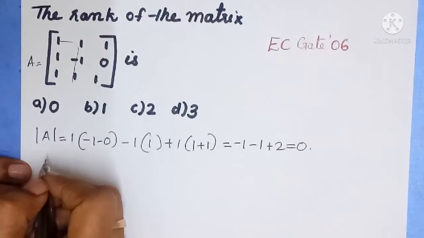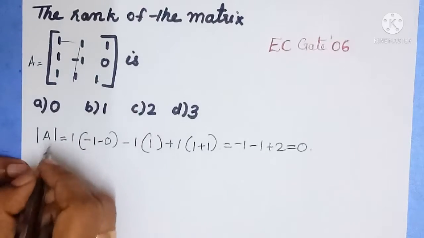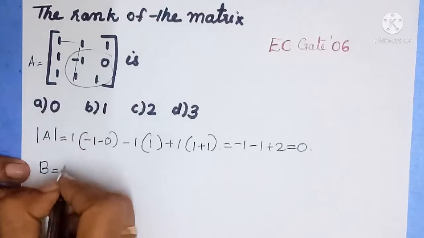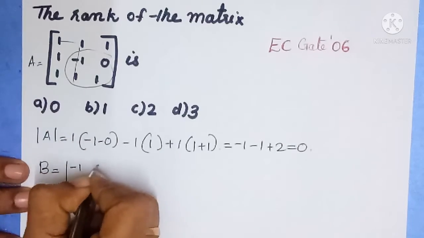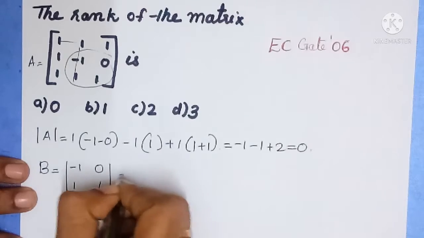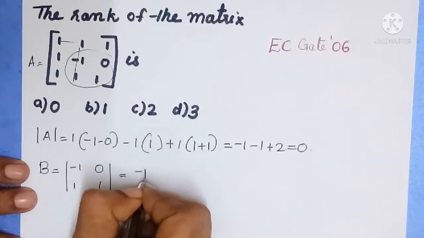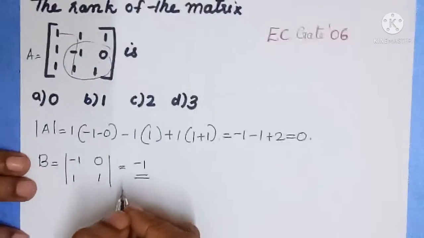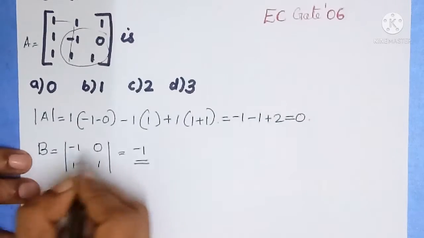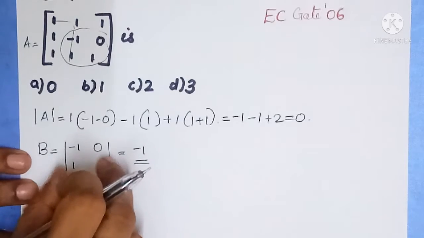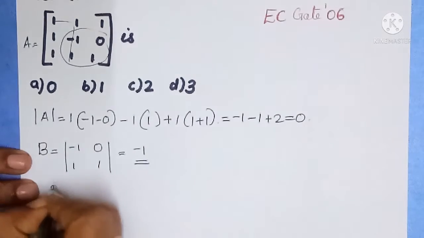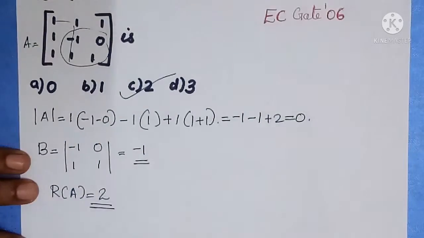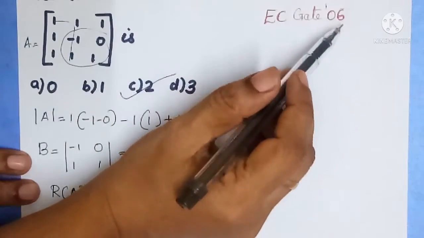So we can take a submatrix of this matrix. Okay, we can denote B is equal to this submatrix. Determinant of minus 1 0, 1 1: minus 1 into 1 becomes minus 1, so its value becomes minus 1. So we can say the rank of this matrix should be equal to 2 because the order of this submatrix is 2. So rank of A should be equal to 2. Option C. This is a GATE 2006 question.